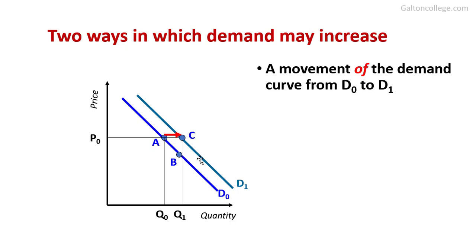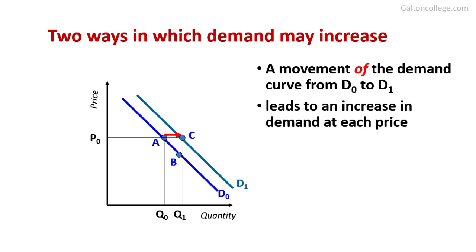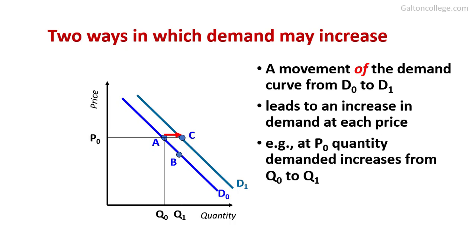So the point of all of this is that demand and supply curves can shift. They're not fixed. They can move and they will influence the market. So a movement of demand from D0 to D1 leads to an increase in demand at each price. For example, at P0, the quantity demanded increases from Q0 to Q1. That's the increase in the quantity demanded at the going price, because the demand curve has shifted. Perhaps an advertising campaign has been very successful, causing the demand to shift outwards.